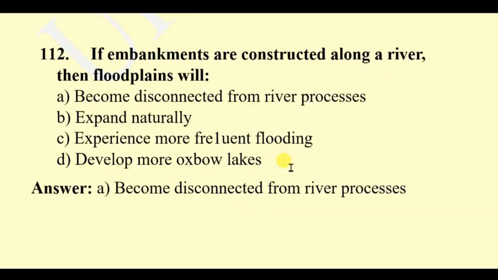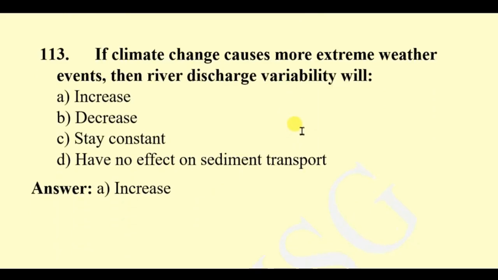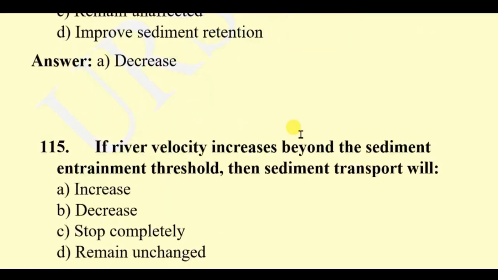Question 112. If embankments are constructed along a river, then floodplains will become disconnected from river processes, expand naturally, experience more frequent flooding, or develop more oxbow lakes. Here the right answer will be become disconnected from river processes. Question 113. If climate change causes more extreme weather events, then river discharge variability will increase. Question 114. If a river loses its connection with wetlands, then aquatic biodiversity will decrease.